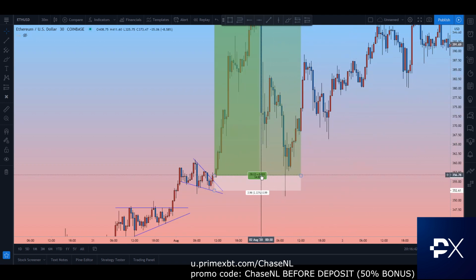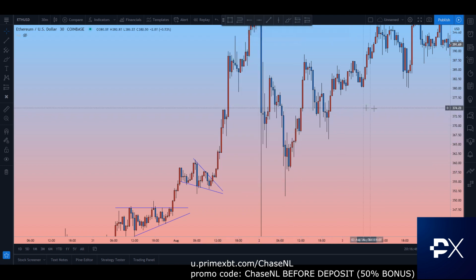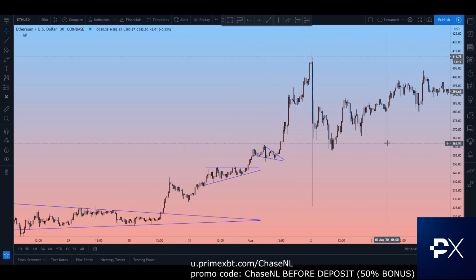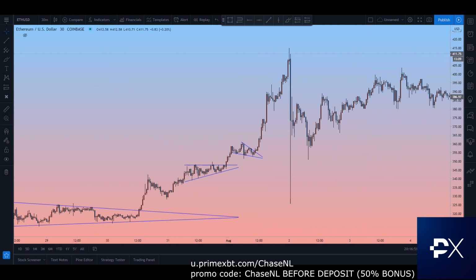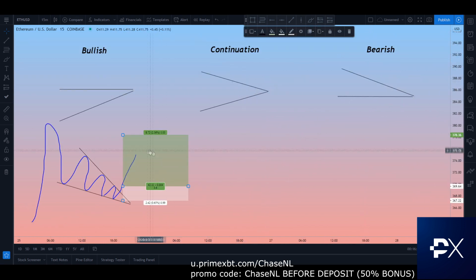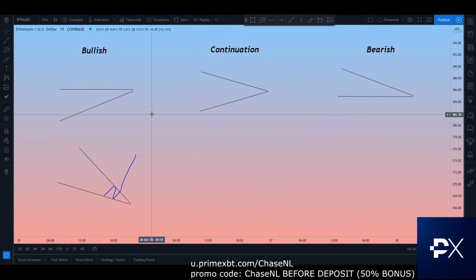There you go, 15R if you knew the perfect level. Of course, like I said, nothing's ever going to be perfect, but I'm just showing you the potential. That's all we're doing here, is showing potential. All right, continuation pattern is next. Let's get into that.